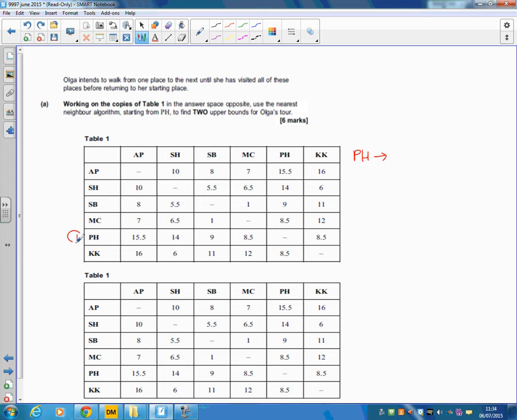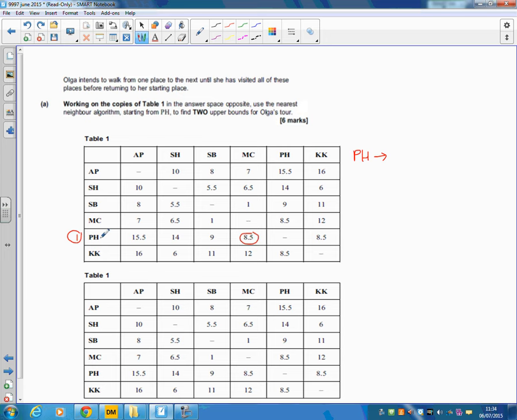So I've started at PH, and I've got a choice of the smallest. So this is why there's 2 upper bounds. I could either go to MC, or I could go to KK first. So on this top one, I'm going to go to MC first. On the bottom one, I'm going to go to KK first. I'm going to get 2 different upper bounds.